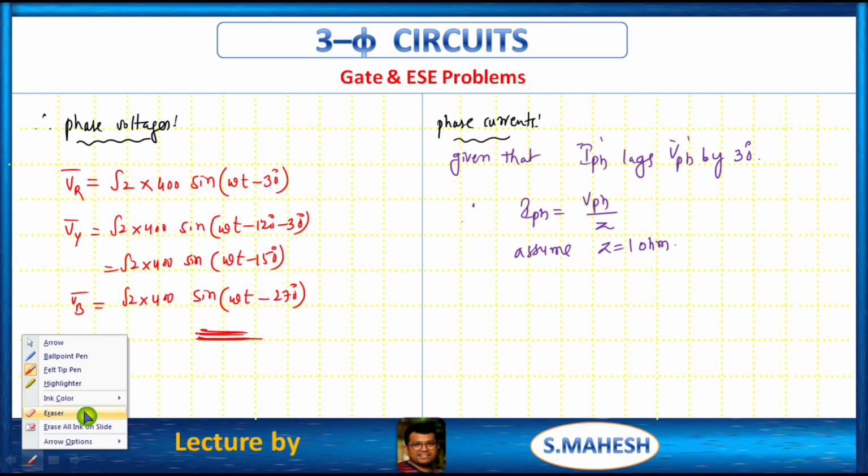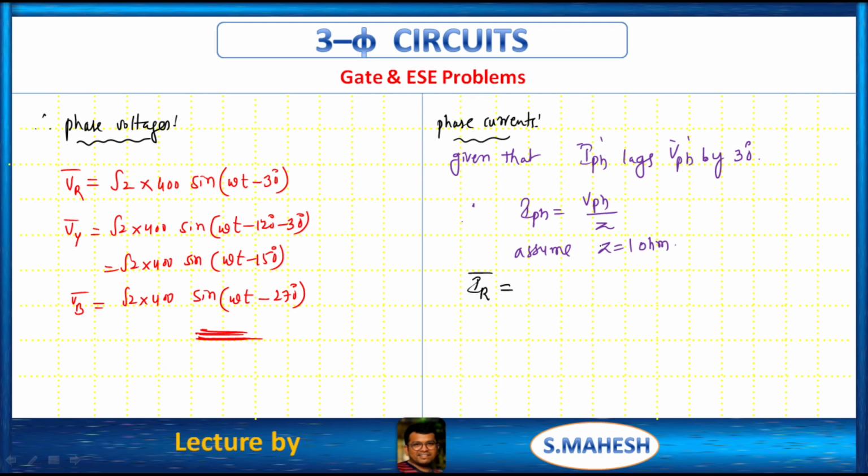Now we have to write the phase currents. IR is equal to what? This 231 is nothing but RMS. But what is the representation? Vm sin omega t, that is root 2 into 231 sin omega t, minus, since it lags phase voltage by 30 degrees. What is the phase voltage? Omega t minus 30. Now we have omega t minus 60. That's it.